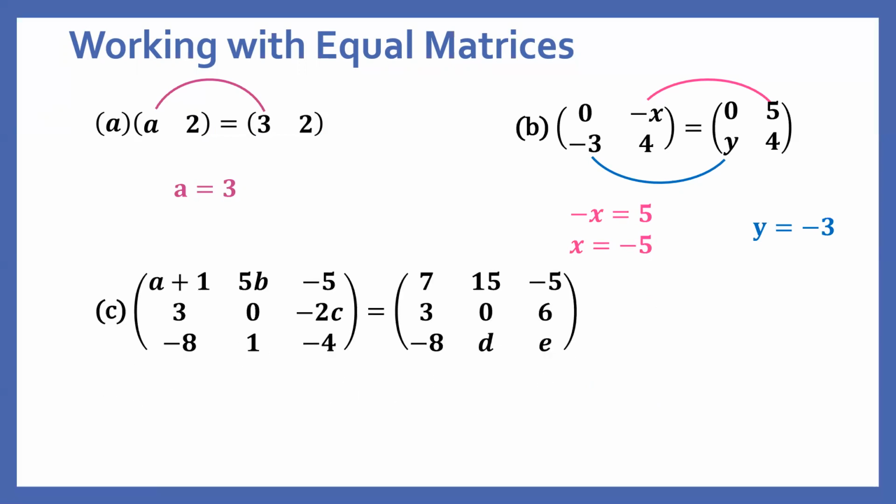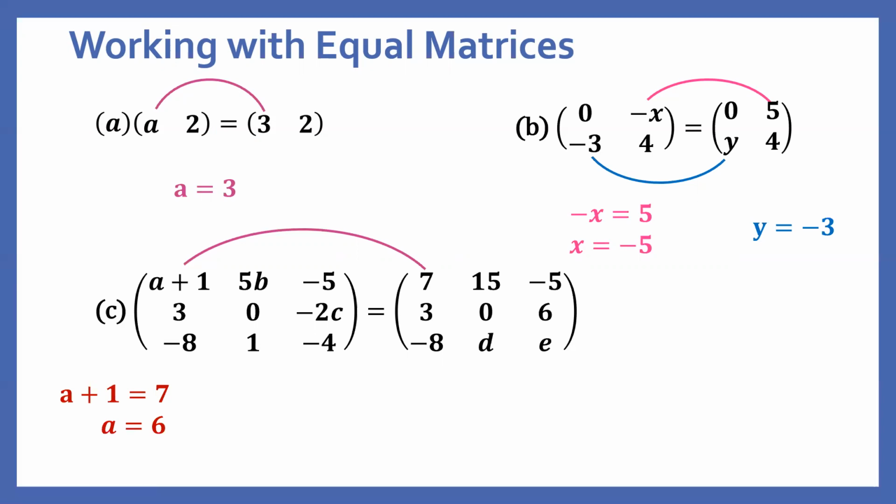The last part. Here we have 3 by 3 matrices. So, the corresponding entries will be equal. Can you try to guess for the first one? A plus 1 will be equal to? Yes, it will be equal to 7. So A will be equal to 6.